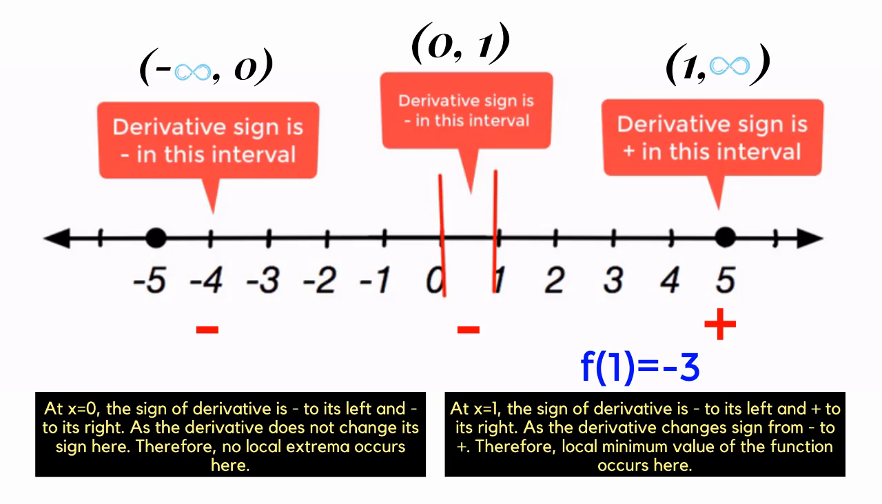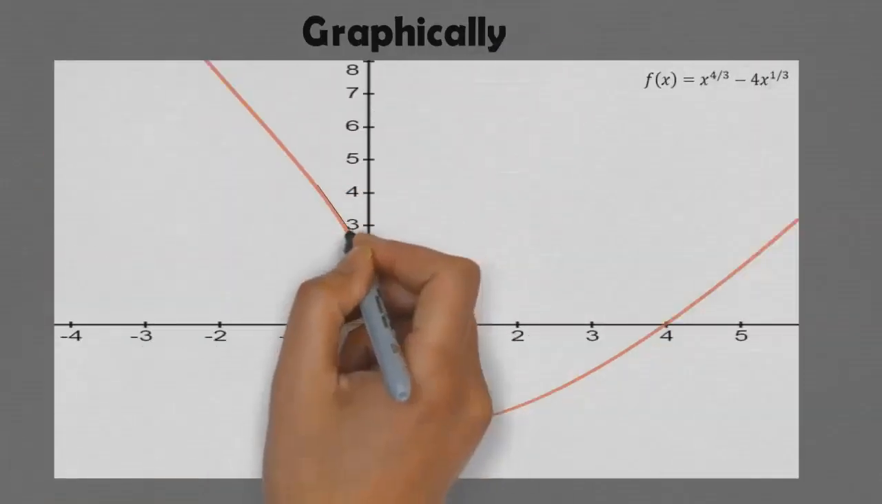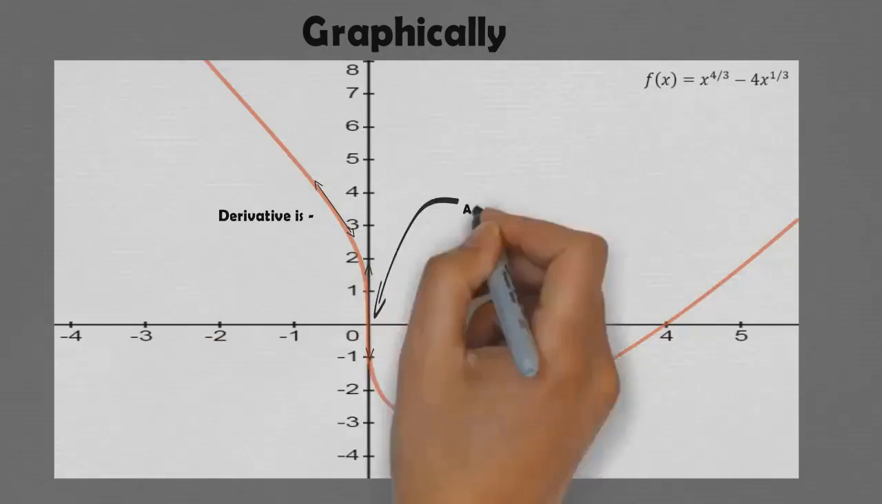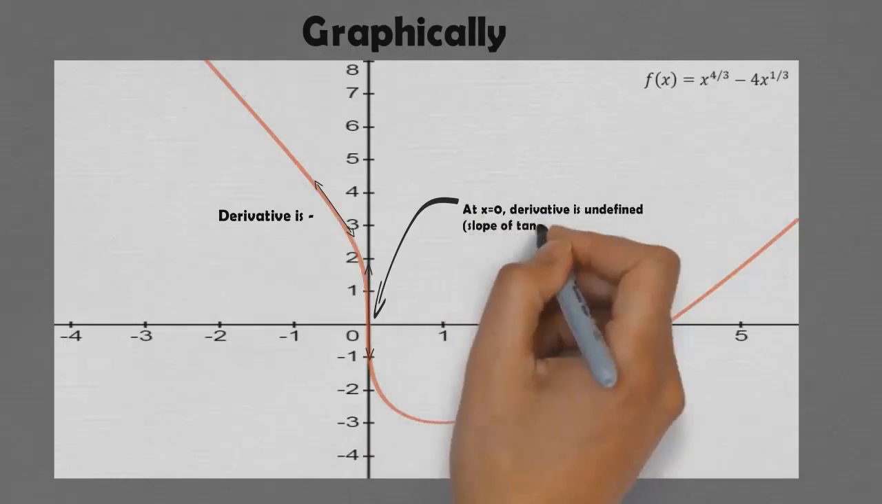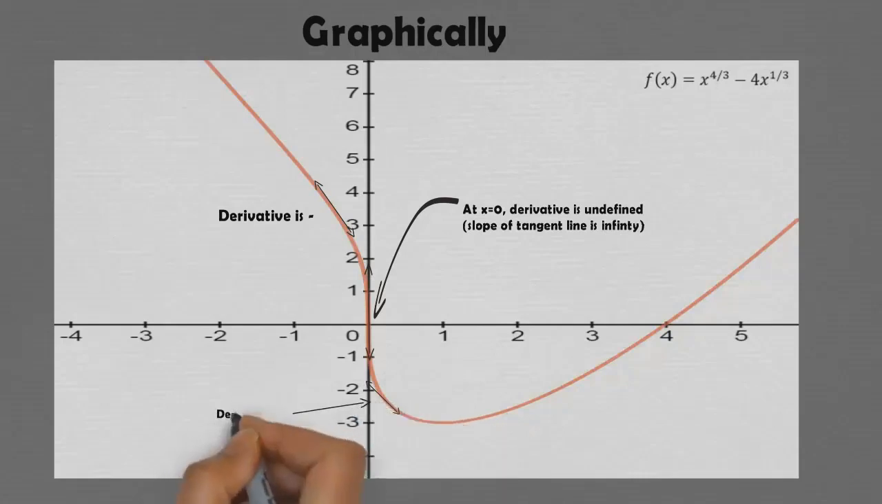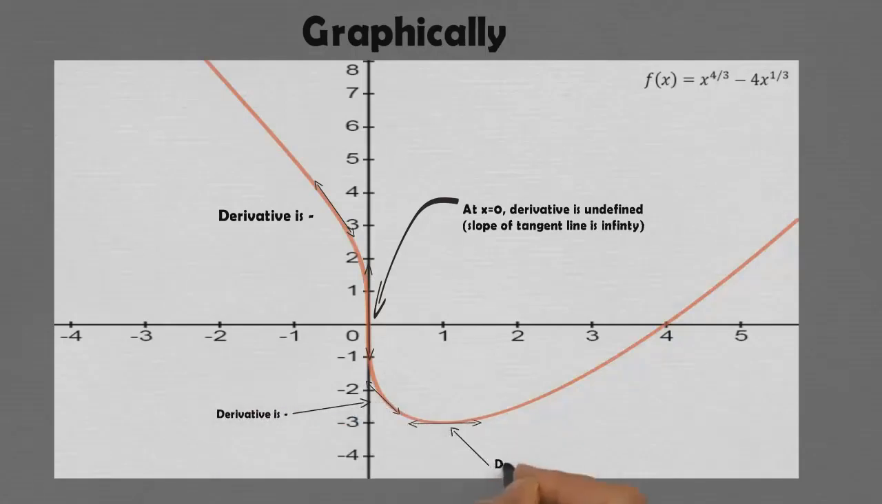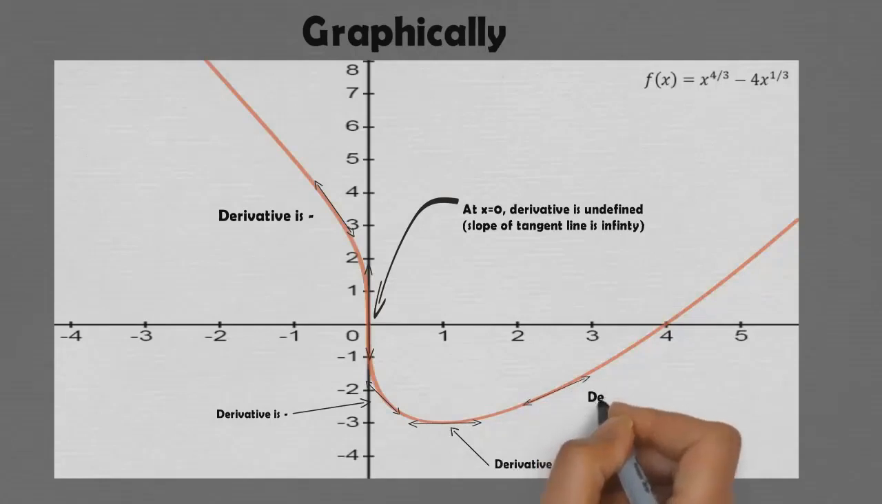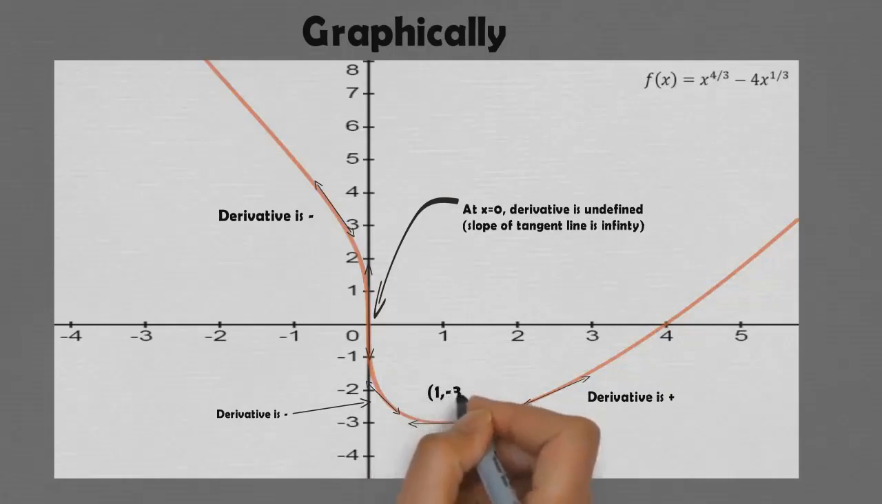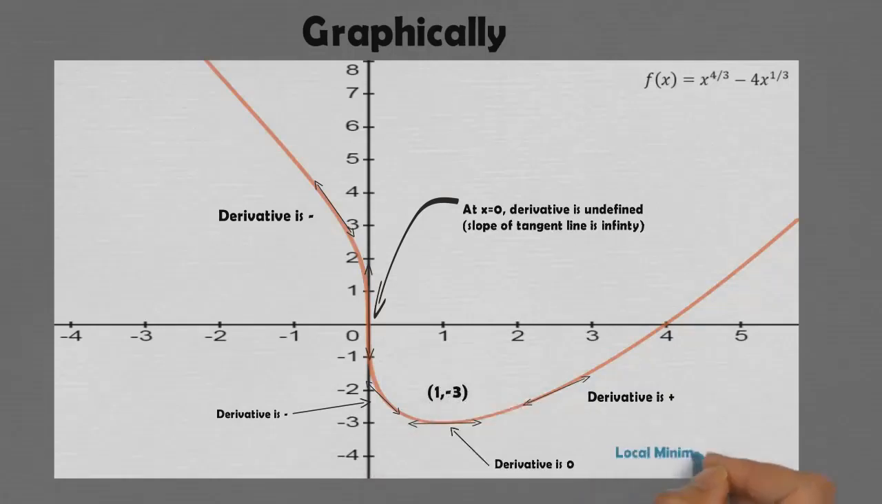Now coming to the graph of the function, in the interval from minus infinity to 0, the derivative is negative, and at x is equal to 0, the derivative is undefined, that is, the slope of the tangent line at x is equal to 0 is infinity. Similarly, in the interval from 0 to 1, the derivative is negative, and at x is equal to 1, the derivative is 0, and in the interval from 1 to infinity, the derivative is positive. The local minimum value of this function occurs at x is equal to 1, and its value is minus 3. So that's how the first derivative test can be used to find local minimum and local maximum value of a function and the location at which these occur.